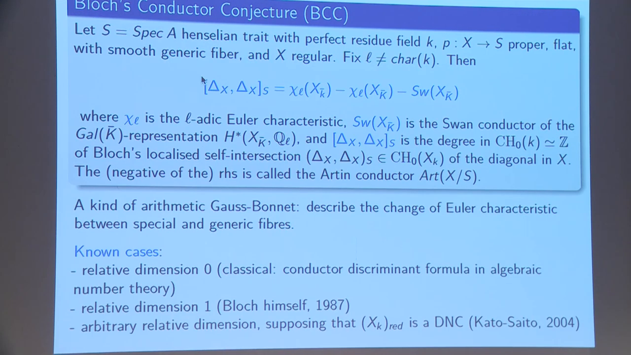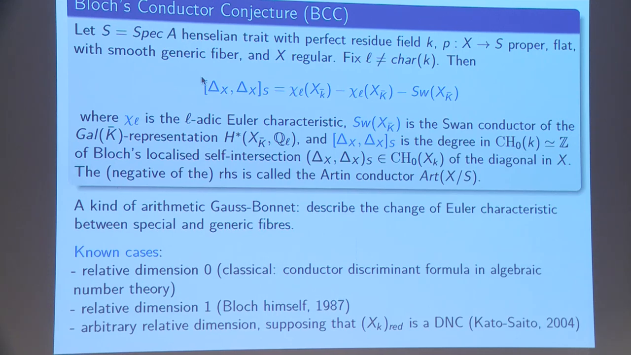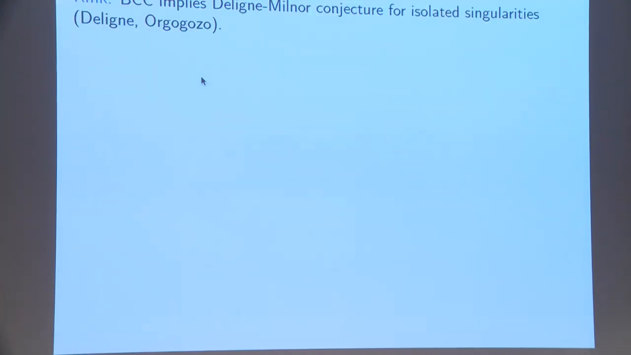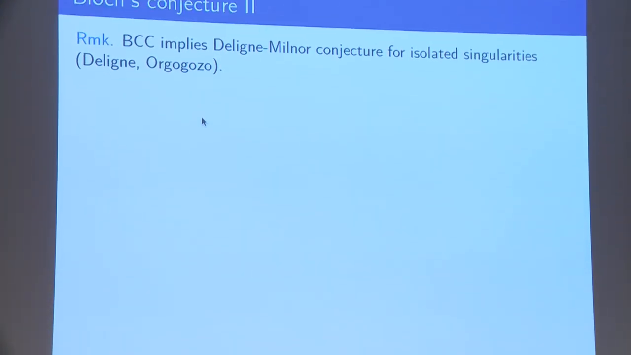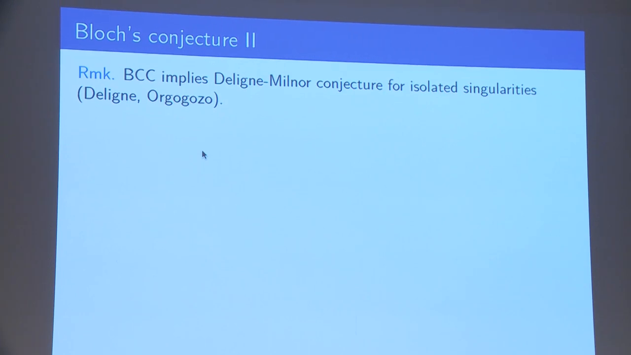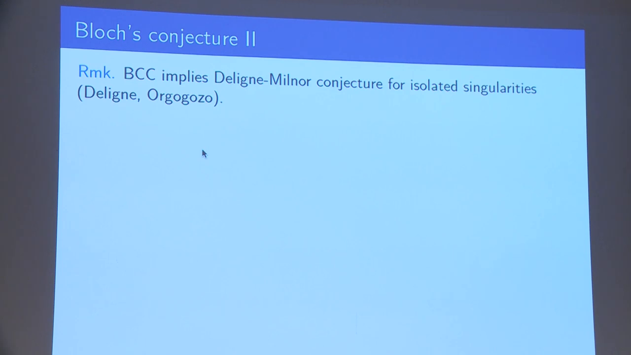I think this is very much related to the fact that, maybe Saito can comment on this, they use log geometry to prove the conjecture. So this hypothesis, I think, is related to that. Anyway, let me also remark that this Bloch conductor conjecture implies the Milnor conjecture for isolated singularities, proved by Orgogozo.